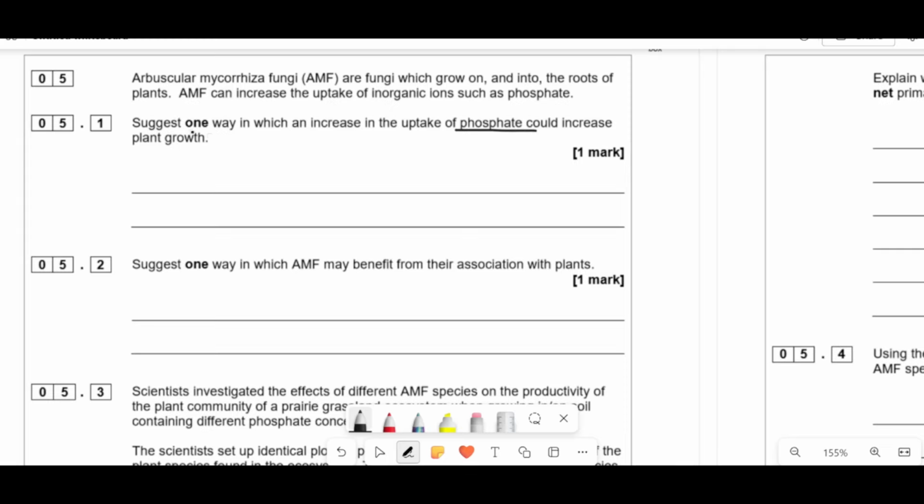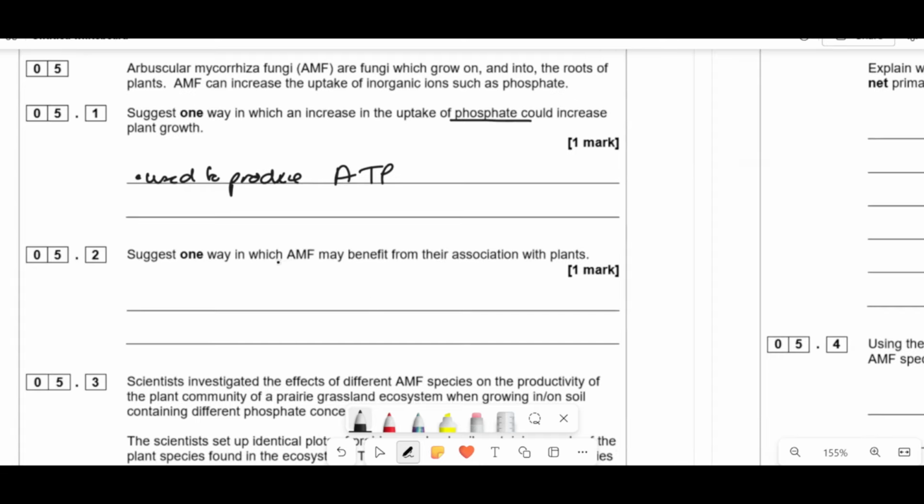Now again, it says suggest one way in which an increase in the uptake of phosphate can increase plant growth. You need to think what the plant is going to use phosphate for. It's used to produce things that have phosphate in, like ATP, DNA, phospholipids, RuBP, TP, RNA, GP. A lot of people just said proteins. No, come on.